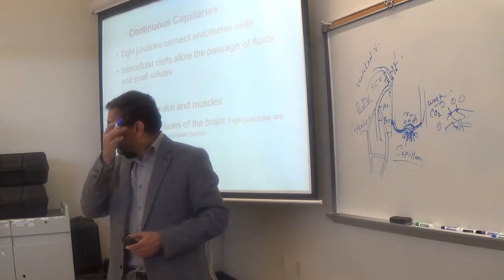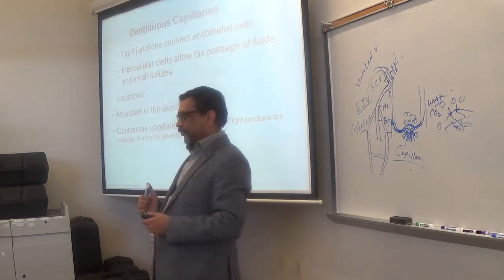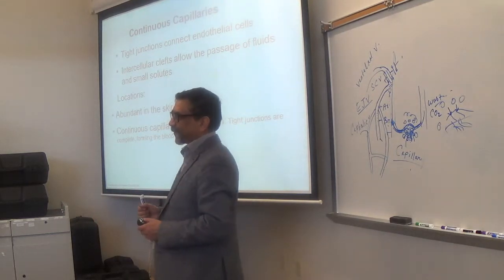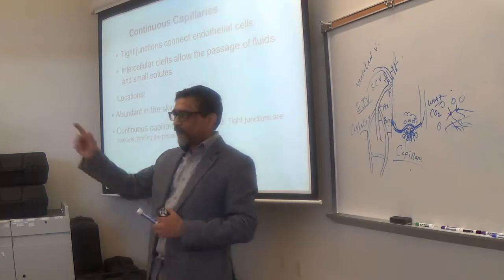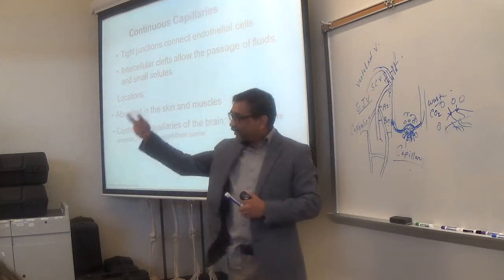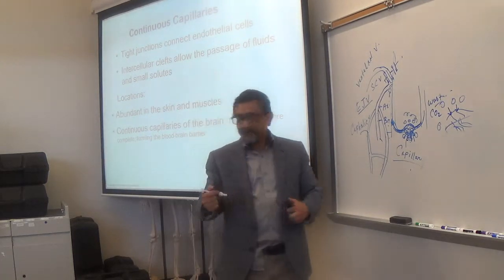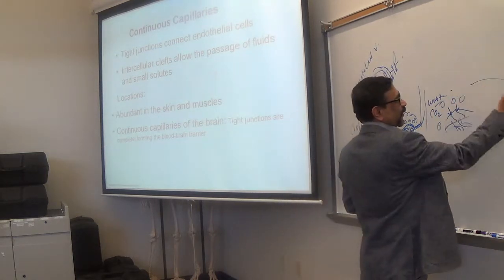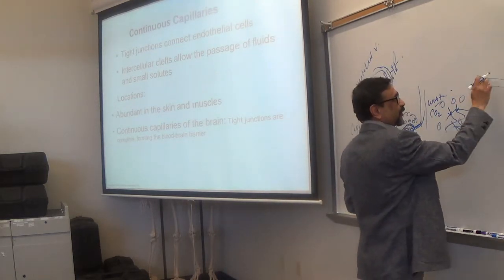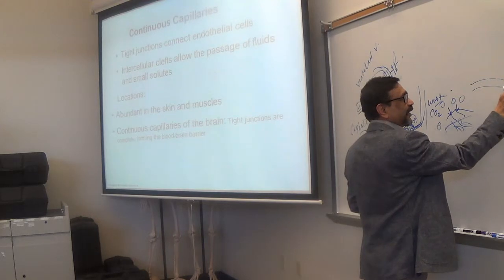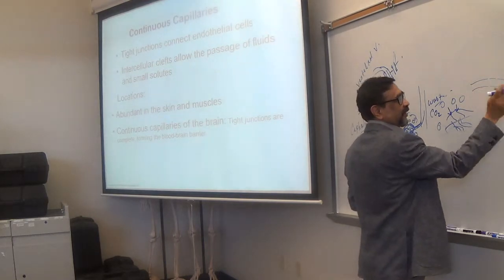Yes. Are you saying that with continuous capillaries the pores are smaller, or that there are fewer of them? There is another extra layer around it. Okay. So this is the continuous capillary in the skin and muscle. You have tiny pores, okay, in the skin and muscle.